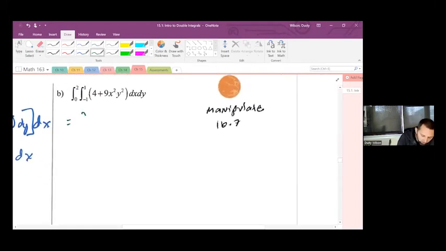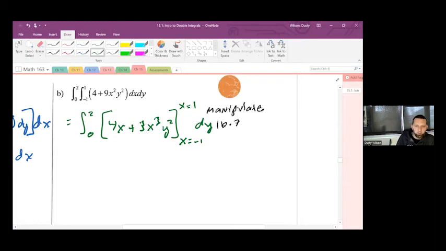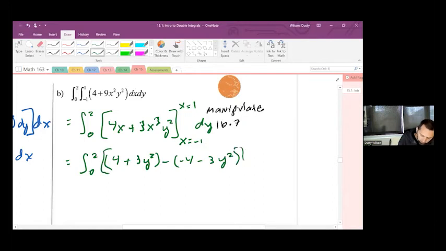So here we would have the integral from 0 to 2, and then I want to find the antiderivative with respect to x. So this will be 4x plus 3x cubed y squared from x equals -1 to x equals 1, and then we still have a dy that's hanging out at the end. So this would be the integral from 0 to 2 of, looks like we have 4 plus 3y squared minus 4 minus 3y squared dy.